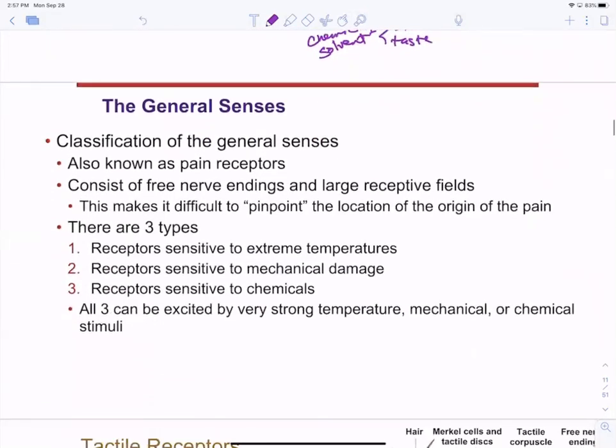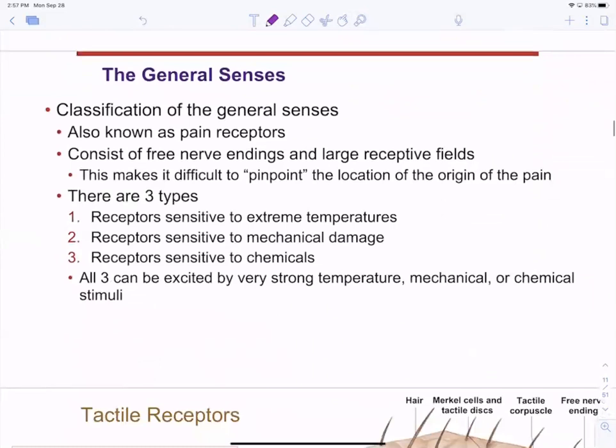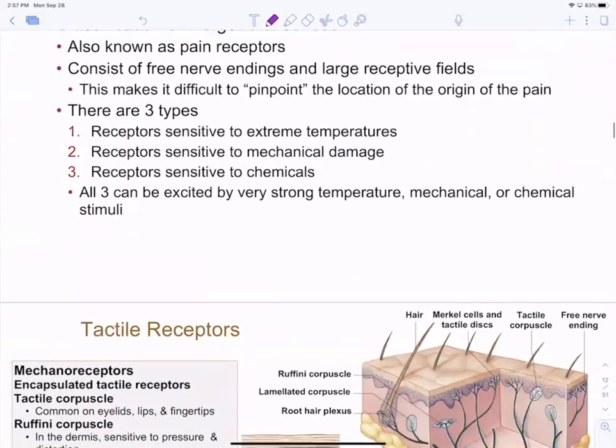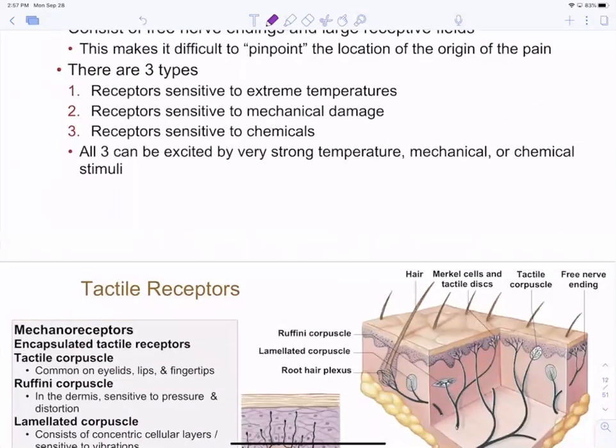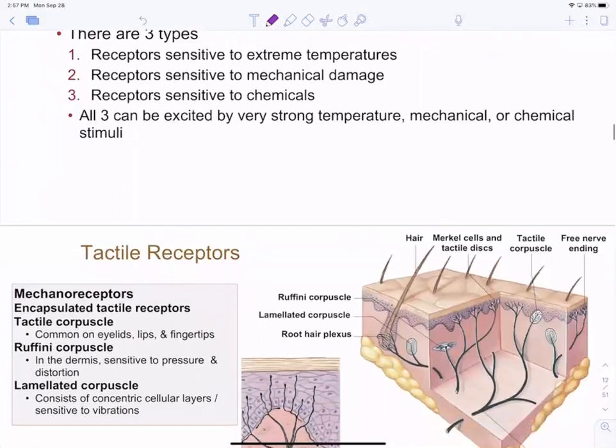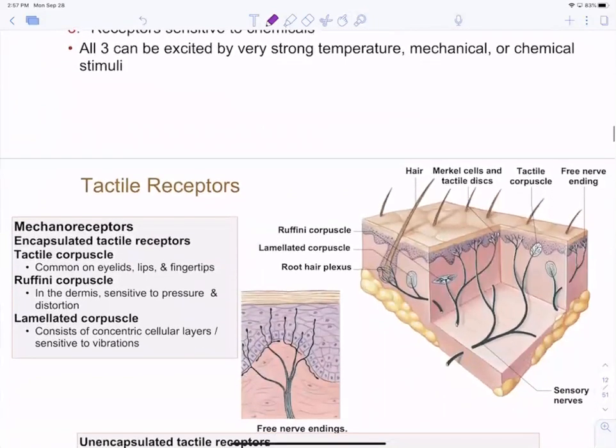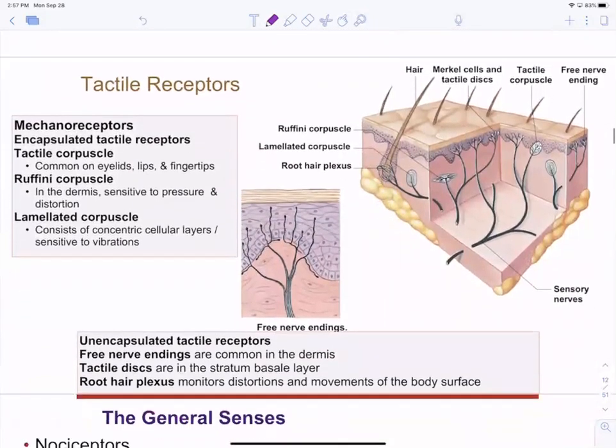All right, so general senses. Pain receptors are nociceptors. These are free nerve endings. They have large receptor fields. So a lot of time pain is hard to localize, right? You kind of generally know where the pain's coming from. There are ones that respond to extreme temperature, mechanical damage, or chemicals. And so all three of those can excite nociceptors.